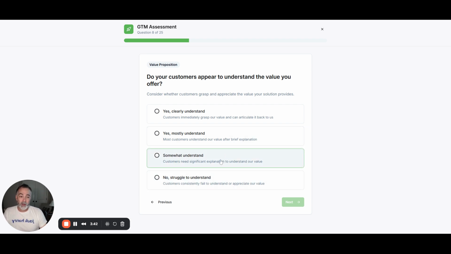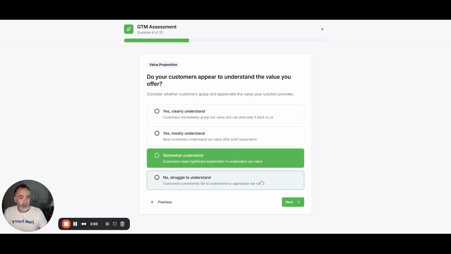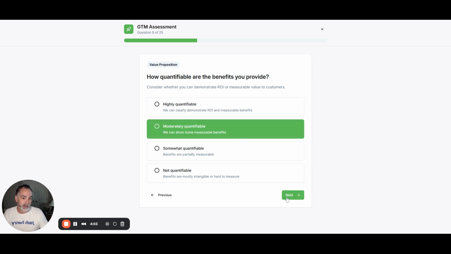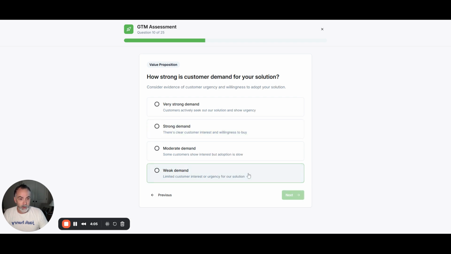Do your customers appear to understand the value that you offer? In this instance, only a little bit. So they've talked to some people, they've talked to some prospects that could pay for their solution, but they've not talked to enough, and so they don't really know if the customers really understand the value. Why wouldn't they use another product? How quantifiable are the benefits you provide? In this instance, they have quantified those really, really well. They know the benefits. We're going to say moderately qualified.